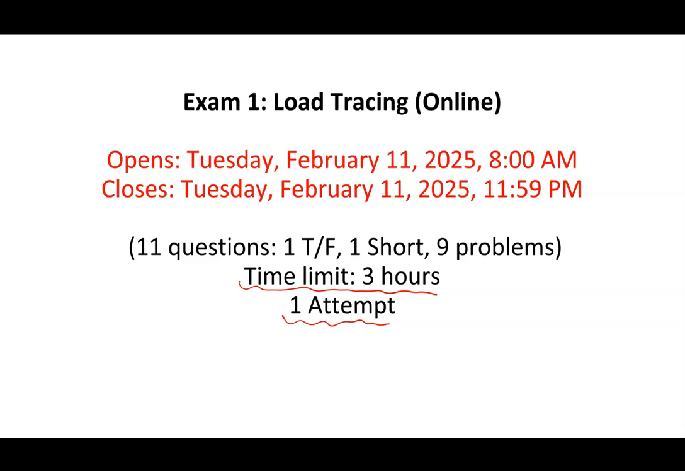There are 11 questions: one true and false question, one short answer question, and 9 problems. Problems will be similar to the problems that we solved during our class and the examples that you had to complete for your quiz and homework assignments.